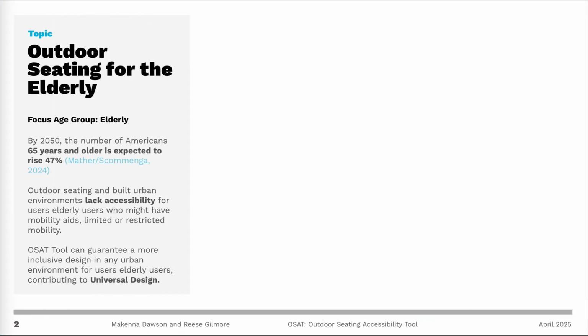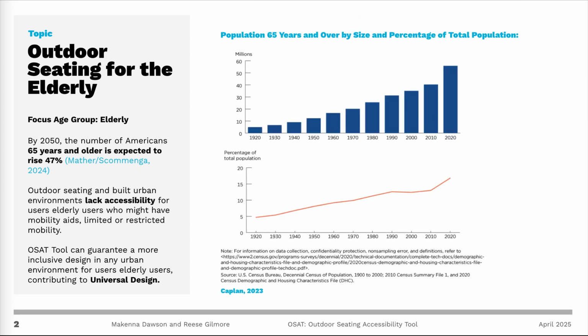So as stated, our topic is outdoor seating. Our focus group is the elderly, because the proportion of the population that is categorized as elderly is at an all-time high in the United States, as shown in this graph provided by the U.S. Census from 2010 to 2020. Also projected is that by 2050, the number of Americans 65 years and older is expected to rise 47%, according to the U.S. Census. This group is underrepresented in design, especially in outdoor spaces.